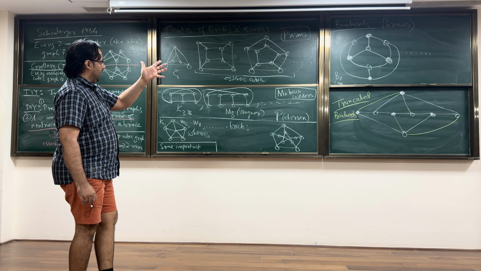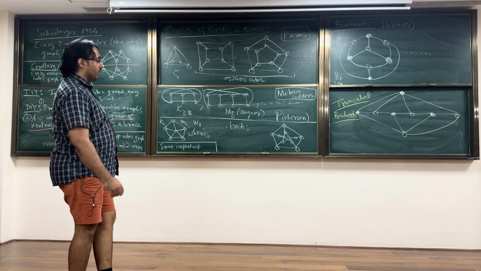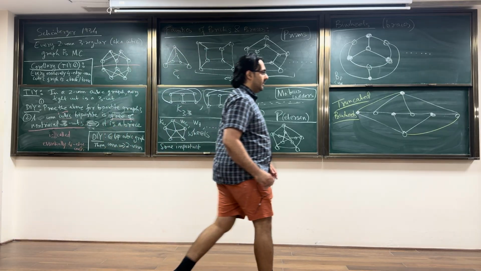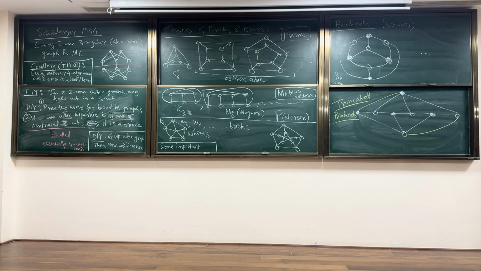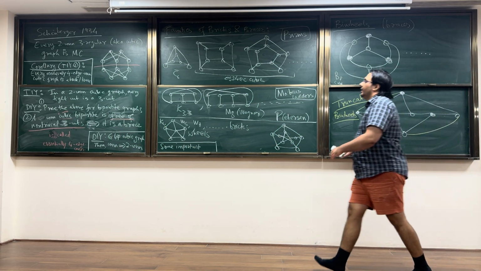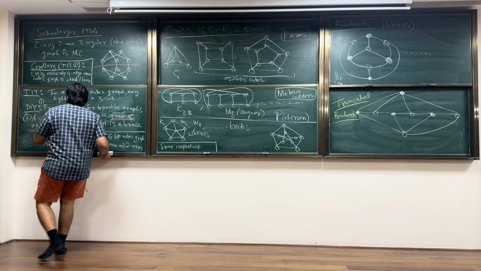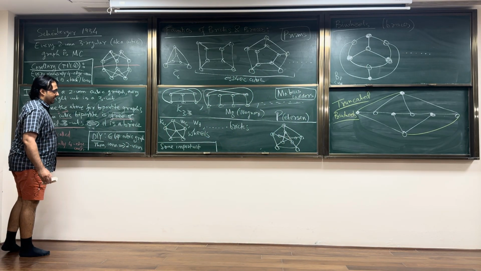Okay, only one family is missing now. They are called the staircases. They are cubic, but they are not essentially 4-edge connected.